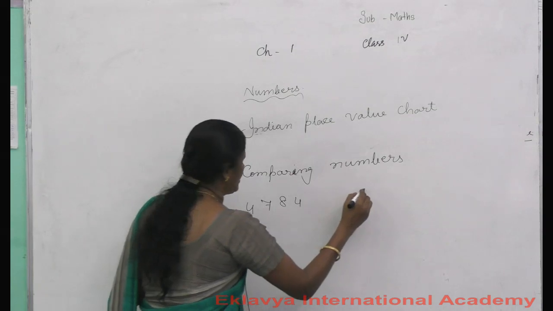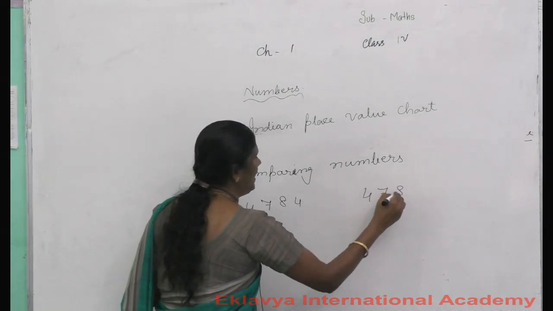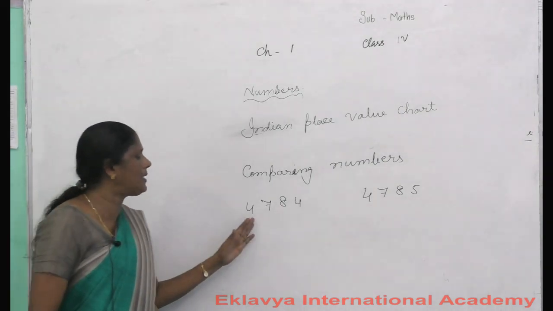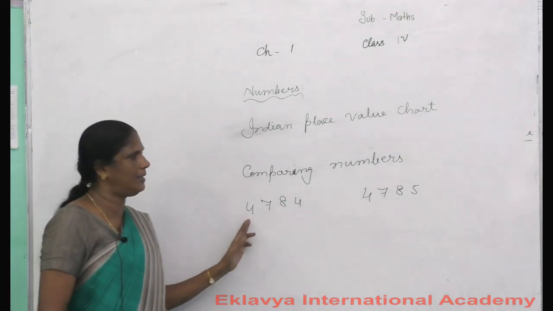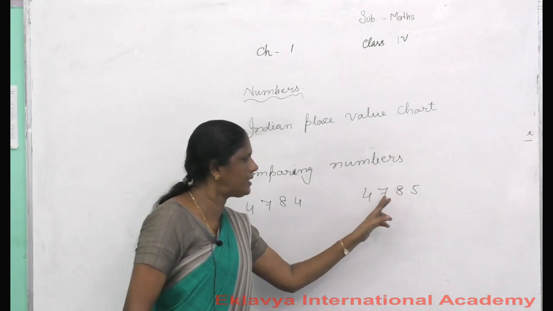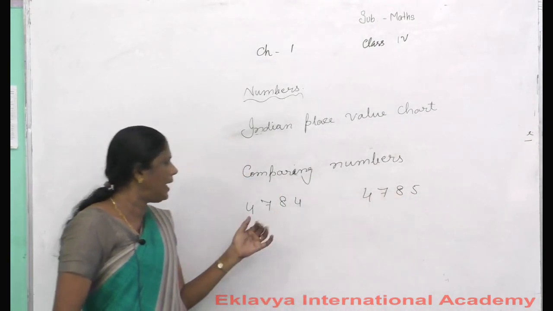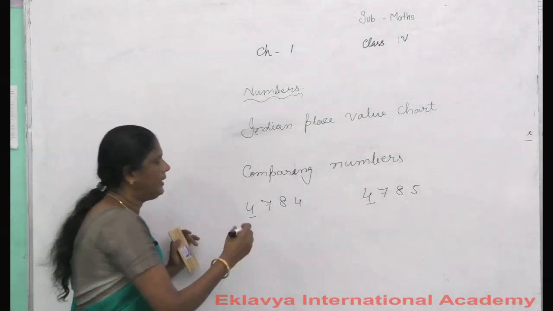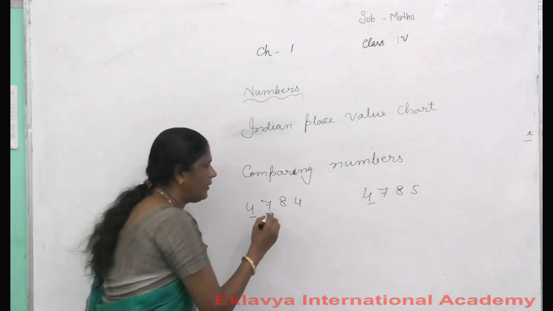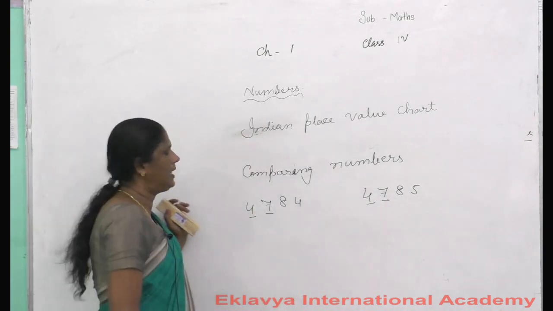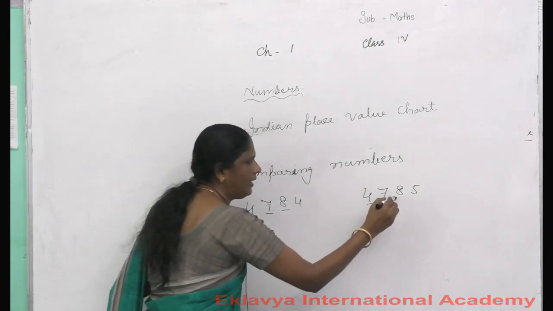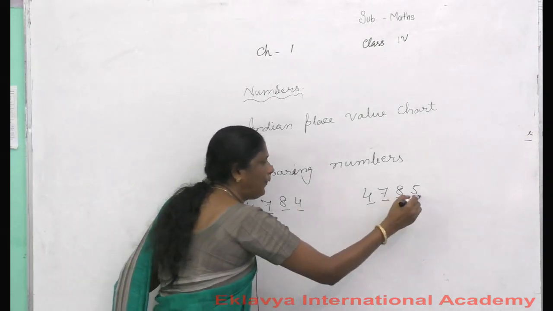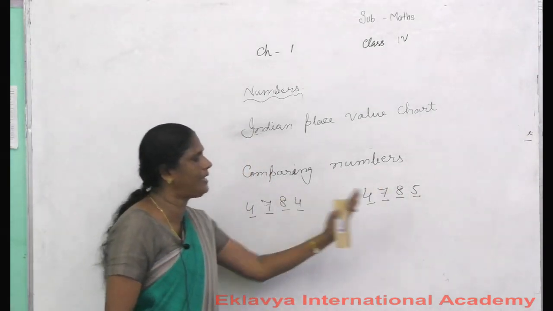4784. Here also 4785. First you look at the highest place. Ones times 100,000. Here also ones times 100,000. The highest digit is 4. Here also 4. The next place you look, here 7, here 7. Next place 8, here 8. Both are the same. The next place 4 and 5. Which is greater? 5 is greater.